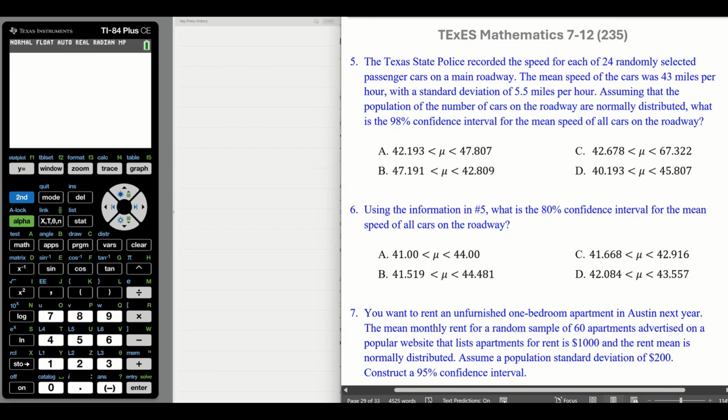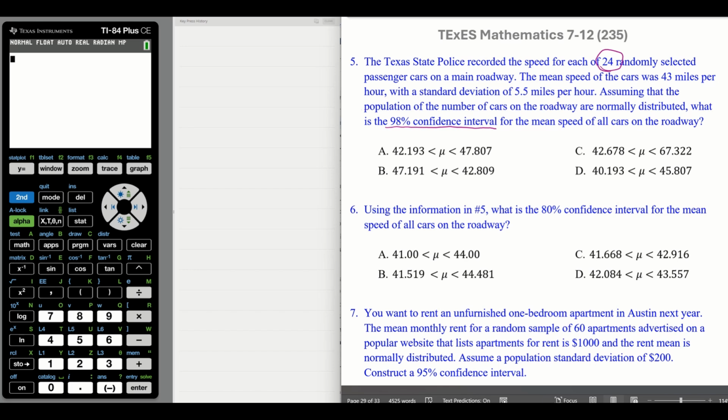Number 5. The Texas State Police recorded the speed of each of 24 randomly selected passenger cars on a main roadway. The mean speed of the cars was 43 miles per hour with a standard deviation of 5.5 miles per hour. Assuming that the population of the number of cars on the roadway are normally distributed, what is the 98% confidence level for the mean speed of all the cars on the roadway?